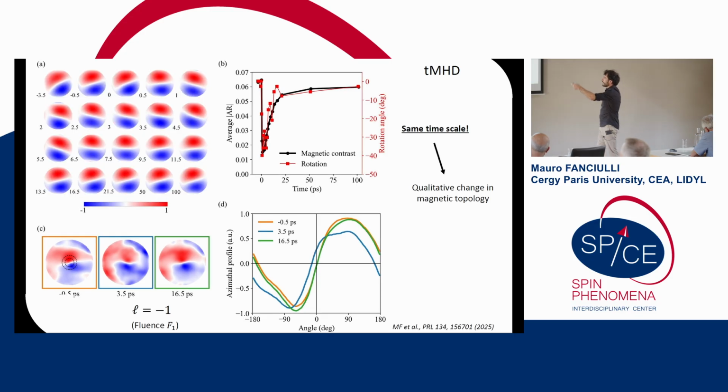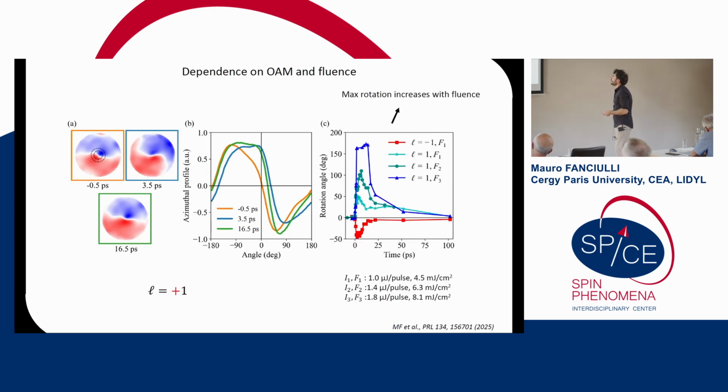So for example, this was another data set for a given value of OAM, etc. Of course, we studied different combinations of these, and we find, for example, this data. Then, for completeness, we studied that, nicely, if you switch the value of the OAM, you switch the direction in which the rotation angle of the MHD image rotates.